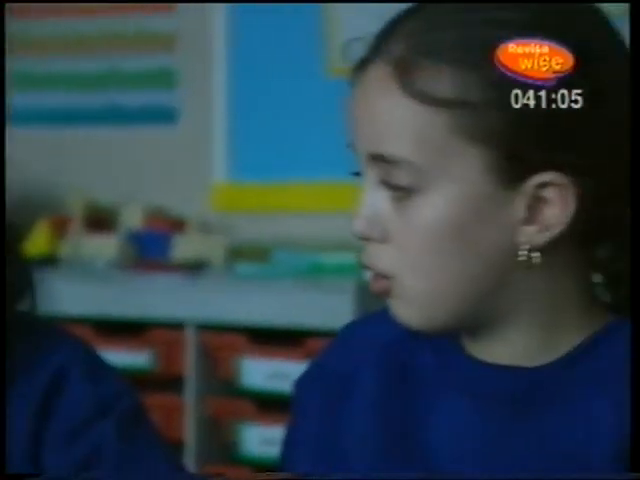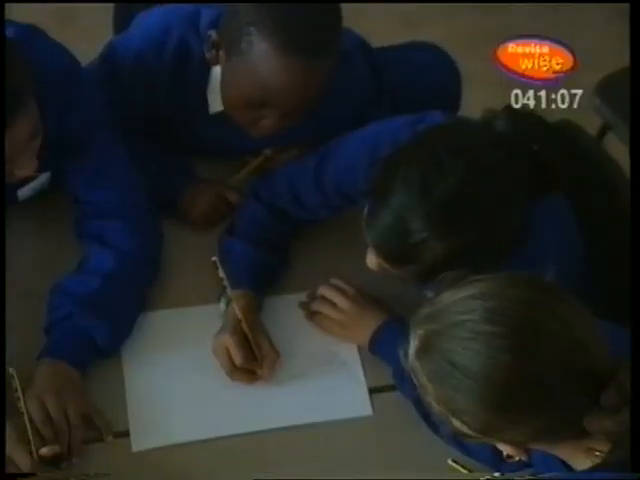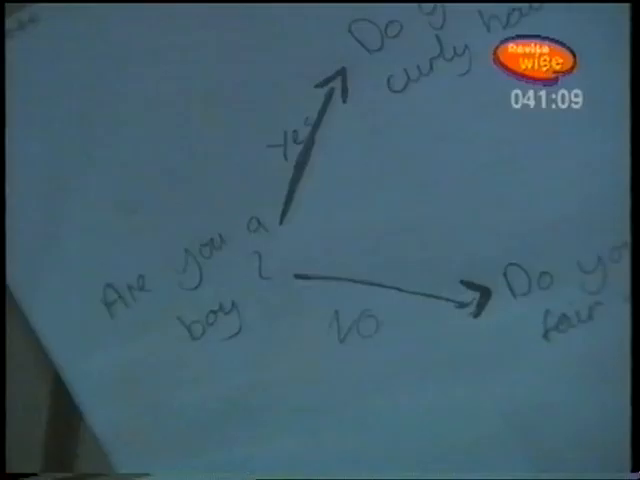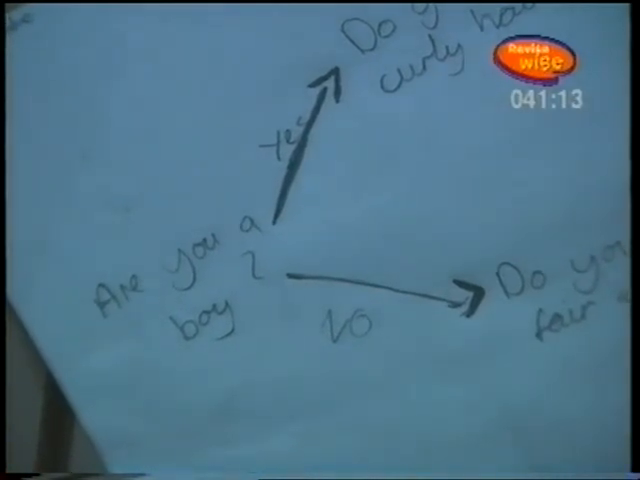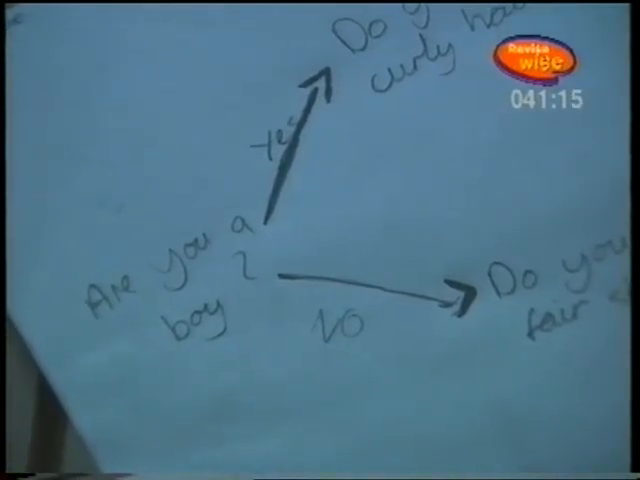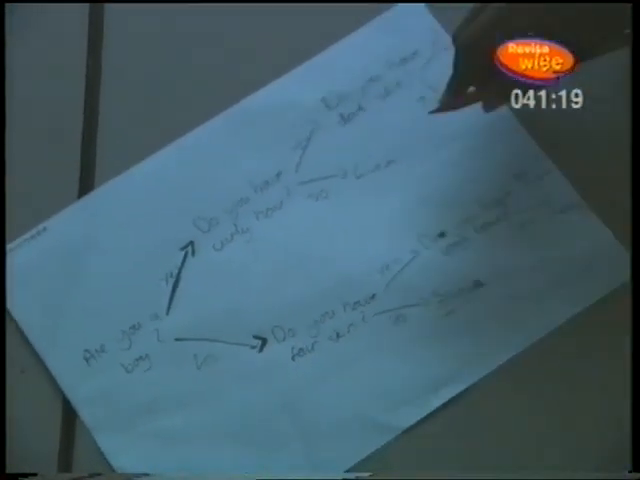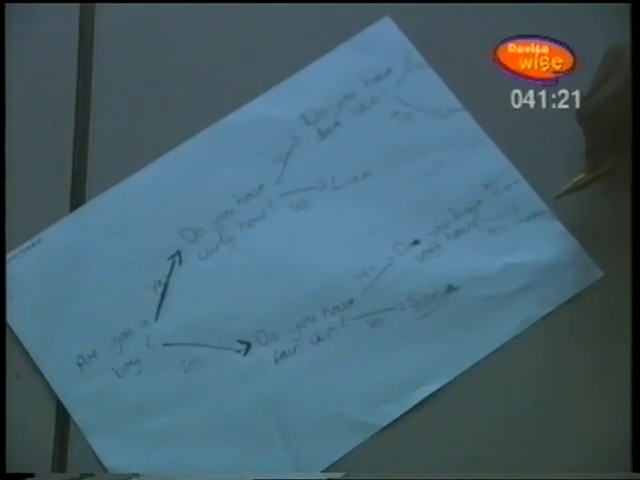So what's the next question going to be? Do you have curly hair? So, by answering yes or no to descriptions like boy, curly hair, or fair skin, you can identify each pupil in a group. Chris, Nathan, Liam, Albana, Shirazet, Samira.